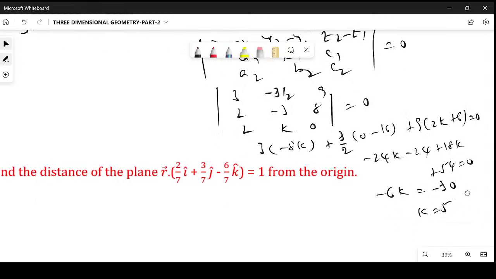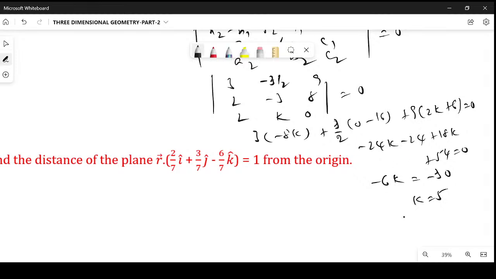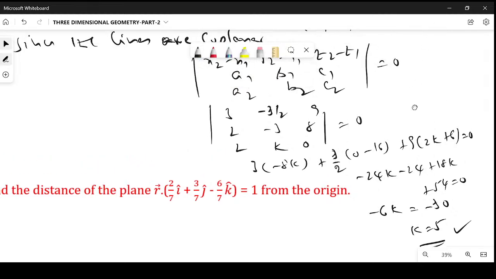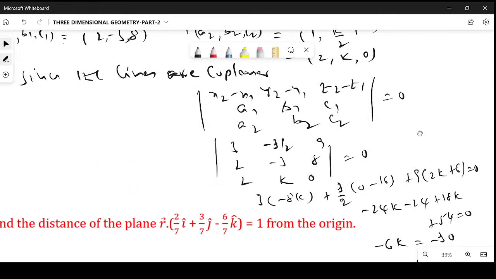K is equal to 5. That is your required answer. When the given lines are coplanar, you can use the determinant x2 minus x1, y2 minus y1, z2 minus z1, a1, b1, c1, a2, b2, c2 equal to 0. Sometimes they may give two lines and ask you to prove they are coplanar. Use the same thing, we should put 0. Since the given lines are coplanar, consider it equal to 0, solve that, and it gives the k value.